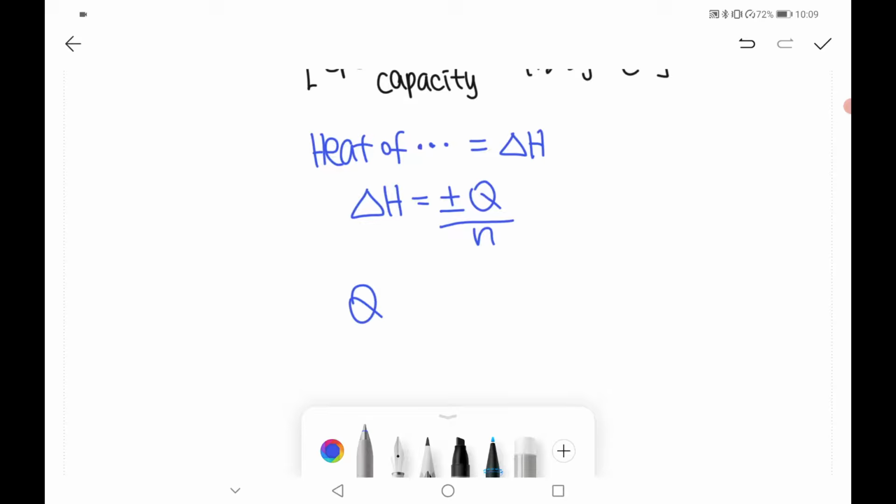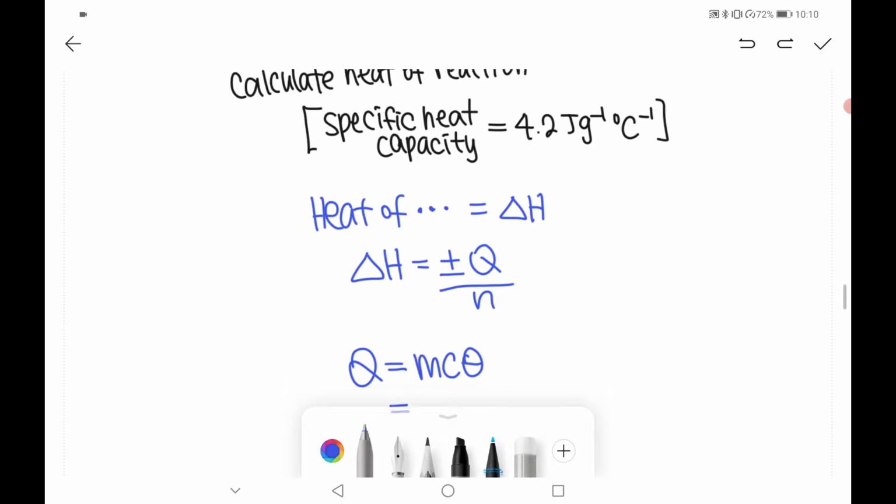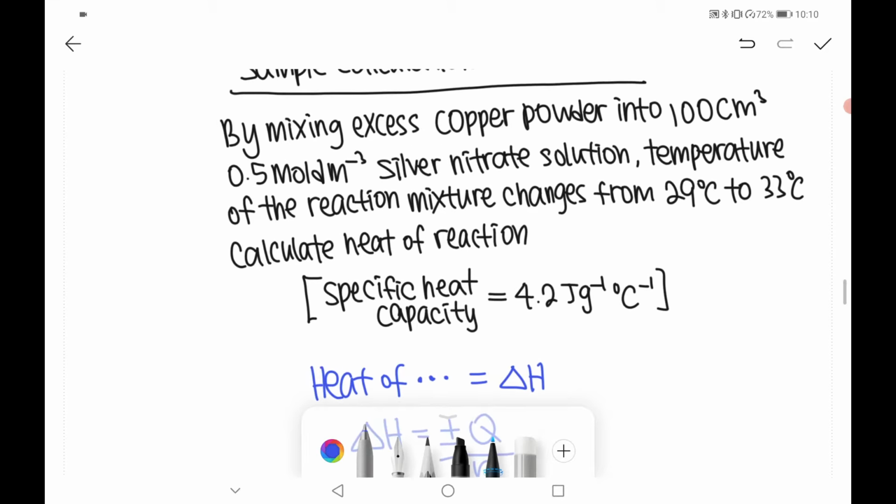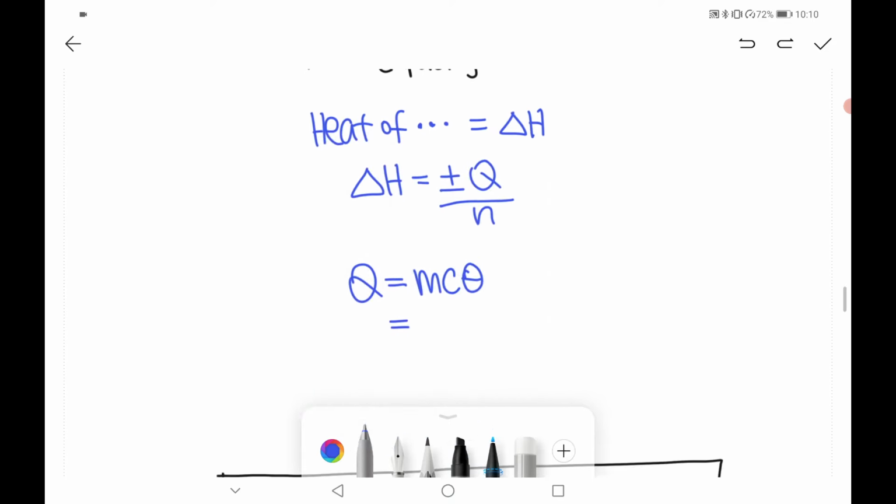We know Q equals mc theta. The m is the mass, the mass of solution. In this chapter, all the mass refers to the mass of solution, and the mass of the solution is exactly the same as the volume of the solution. So what is the volume of the solution? It is here, 100. So 100 is the volume.